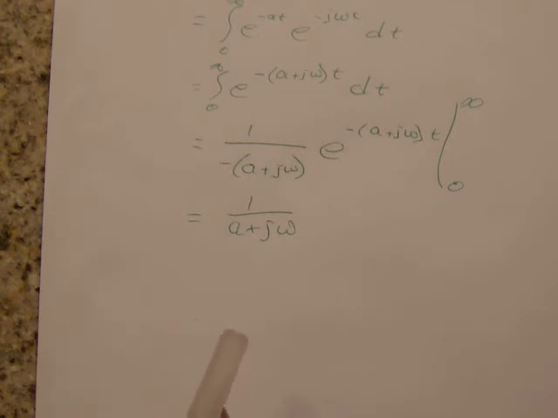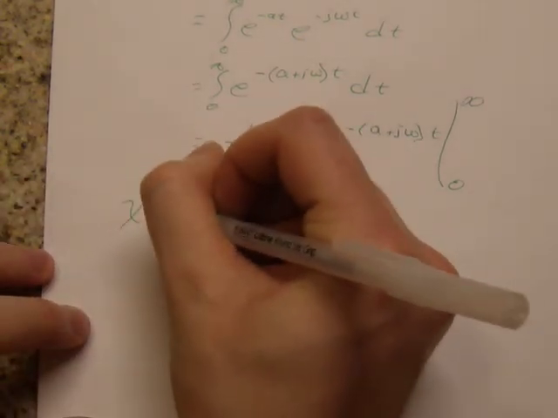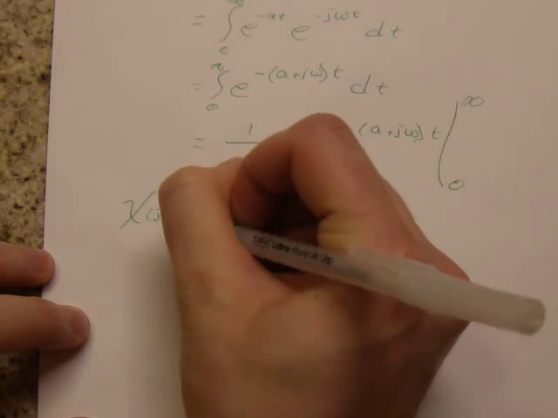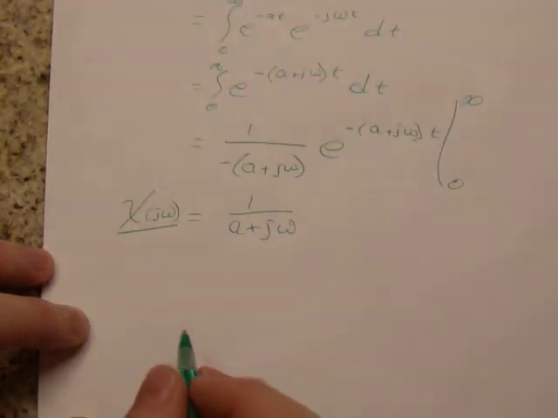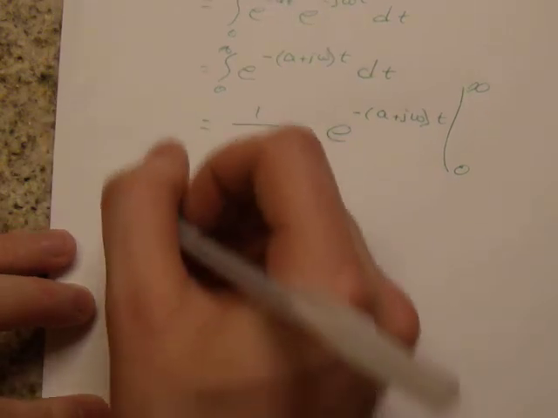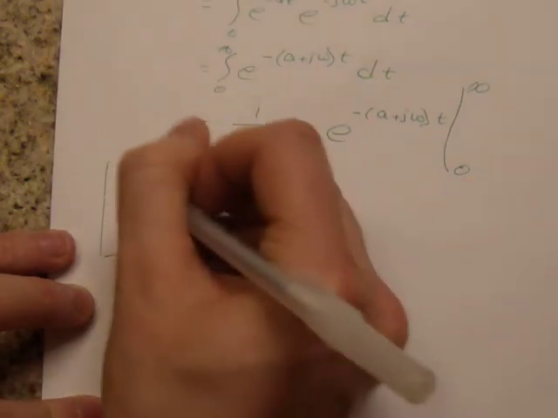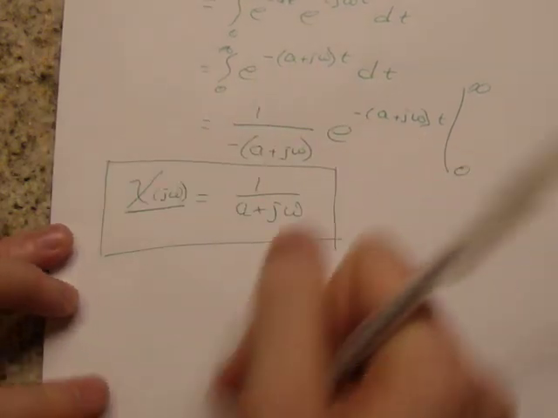So what does this mean? X of j omega. This is capital. I'm just underlining that to show that it's capital, in case you can't tell with my handwriting. So that's the answer.